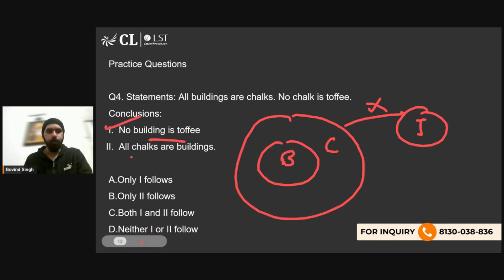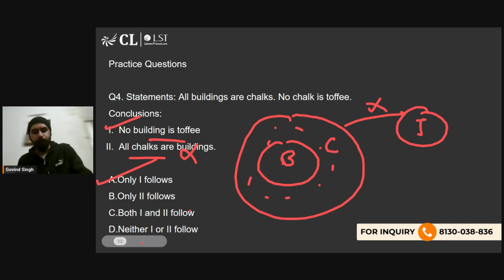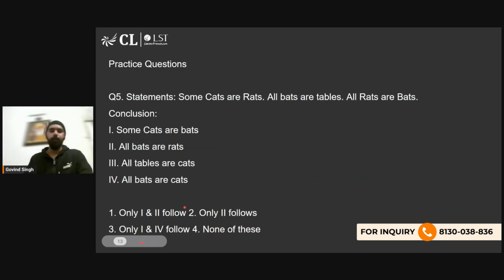Correct. All chalks are buildings. Is that true? No. Look at these chalks, they are not inside buildings, so this will be wrong. All buildings are chalks, but all chalks are not buildings. So only the first one is true, which means only one follows. Okay, let's look at one last question before we end today's class, and then you can practice more questions of syllogisms on your own.